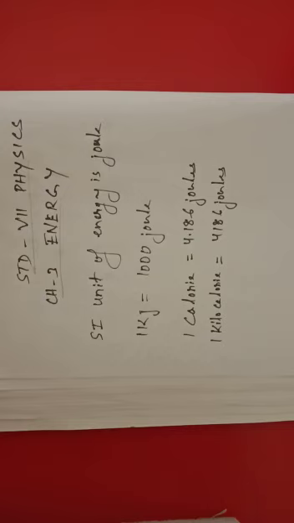Another unit for measuring energy is calorie. Heat is a form of energy, so heat energy is measured in calorie. 1 calorie is defined as the amount of heat energy required in order to raise the temperature of 1 gram of water by 1 degree Celsius. 1 calorie is equal to 4.186 joules and 1 kilocalorie is equal to 4186 joules.